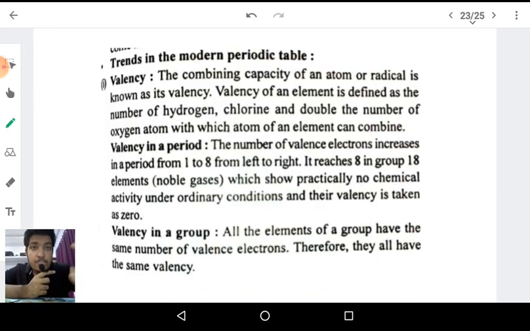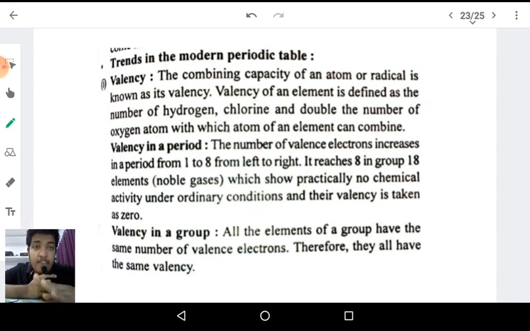Now moving on with the trends in the modern periodic table. This is the second topic in this chapter. First trend that we are going to study is valency. What is valency? Valency is the combining capacity of an atom or a radical, and it is defined as the number of hydrogen, chlorine, and double the number of oxygen atoms with which the atom of an element can combine. That is another definition for valency.